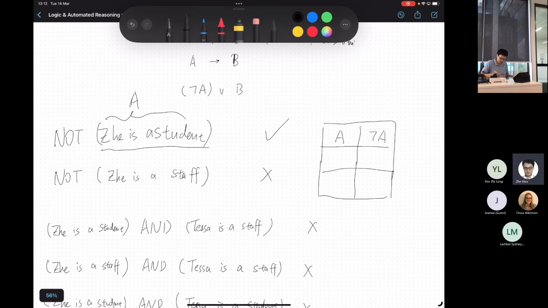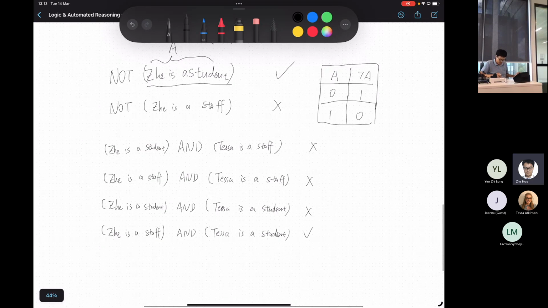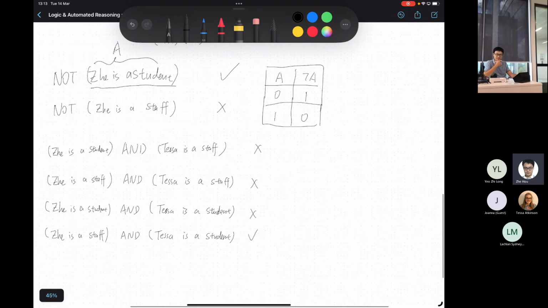So if A is false, it's 0. 0 means false. A is false, not A is true, so that's 1. And if A is true, we have a 1 here, then not A is false. NOT is also called negation. It negates the result of the original statement. And AND has another name, it's called conjunction.